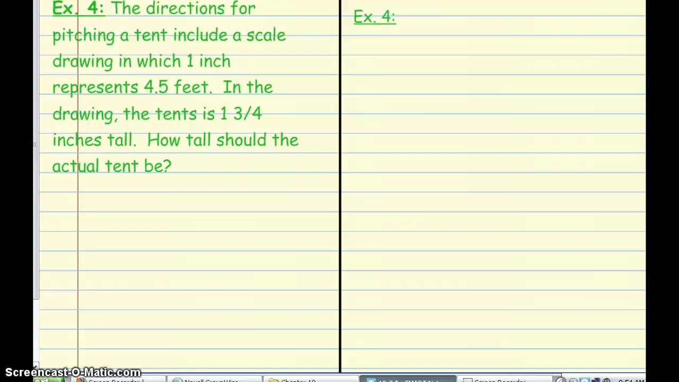It says the directions for pitching a tent include a scale drawing in which 1 inch represents 4.5 feet, and in the drawing the tent is 1 3/4 inches tall, and we have to figure out how tall this actual tent should be in real life. So just like with the problem before, we're going to set up two ratios, and in this case I'm going to set up my ratios with the information about the drawing as my numerator and the information for the actual tent as my denominator.